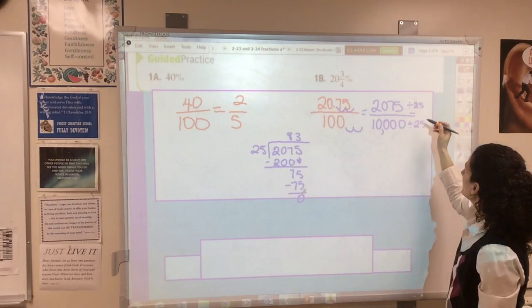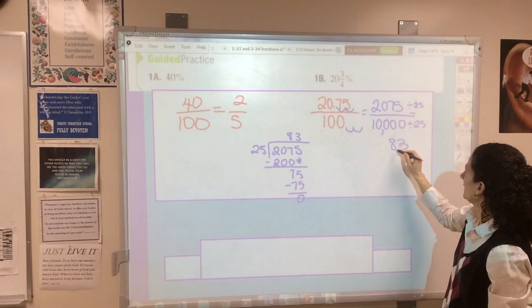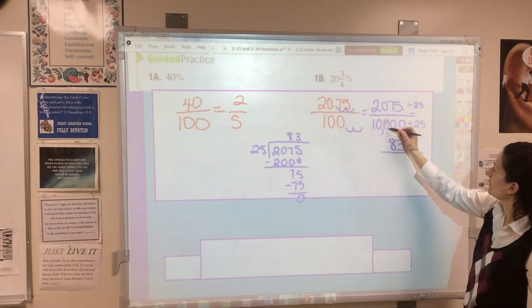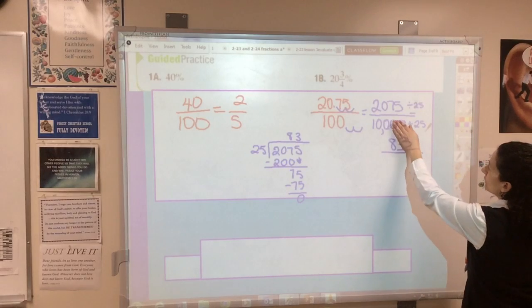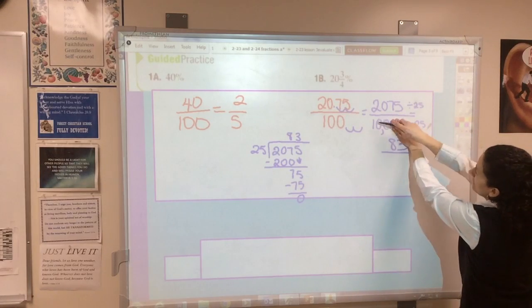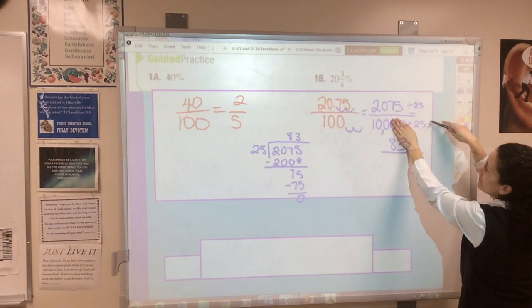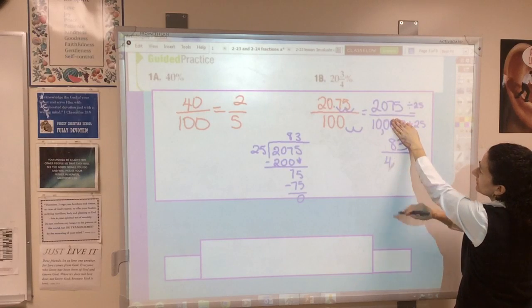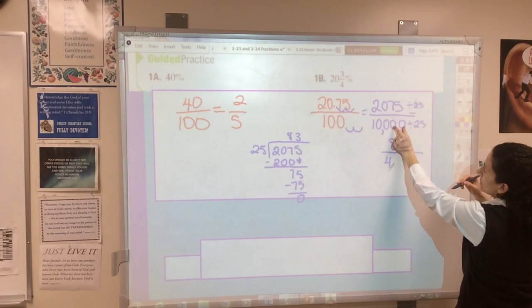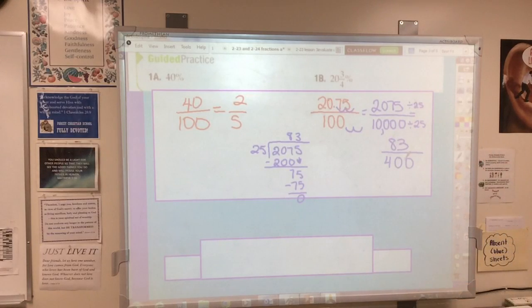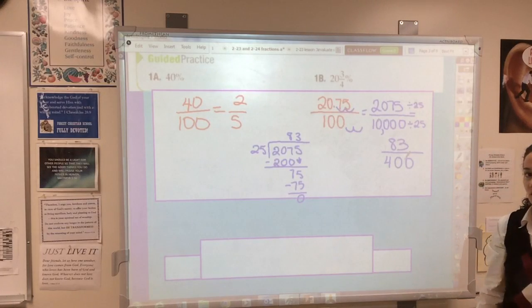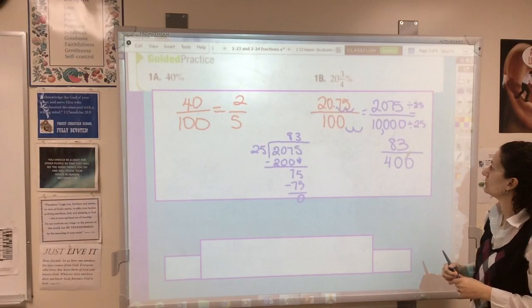So my top number is going to be 83 over. Now I have to do 10,000 divided by 25, and I'm going to use a shortcut. I'm going to look for 100. Do you see the 100 divided by 25? I know that is 4. And then I'm just going to add on the 2 zeros. So if 100 divided by 25 is 4, 10,000 divided by 25 is 400.